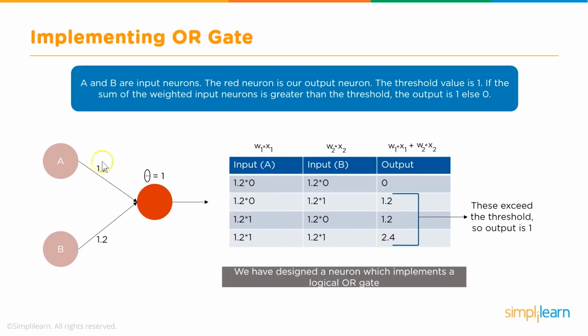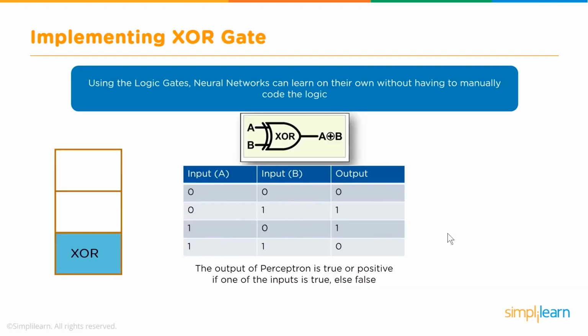During the training process, these weights will keep changing, and at one point, where W1 is equal to 1.2 and W2 is equal to 1.2, the system learns that it gives the correct output. So that is the implementation of an OR gate using a single layer perceptron or a single neuron.